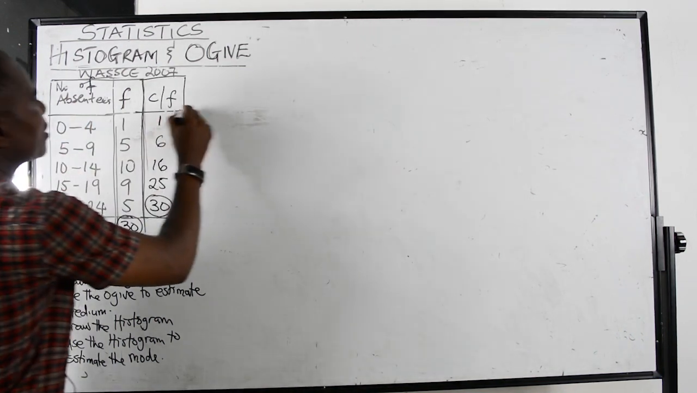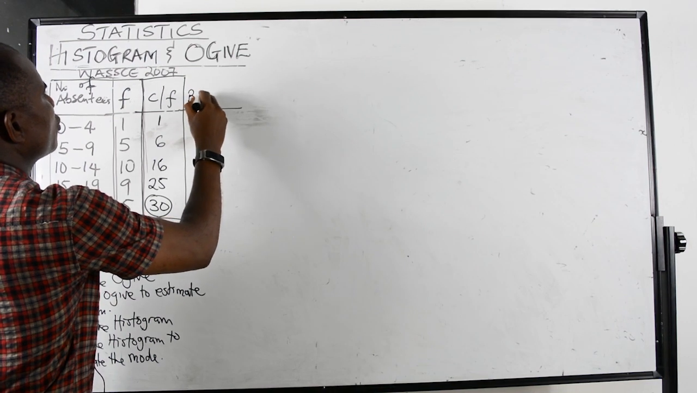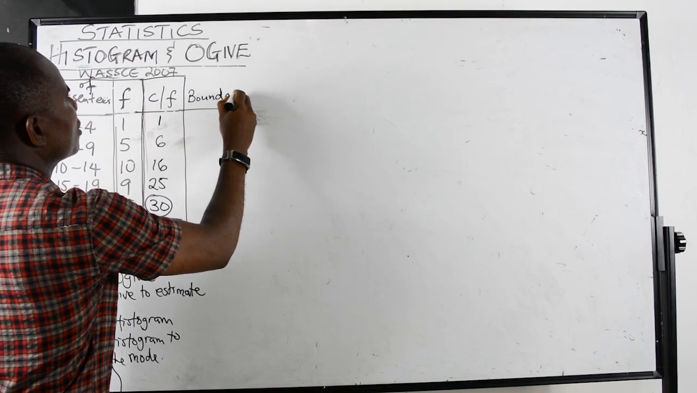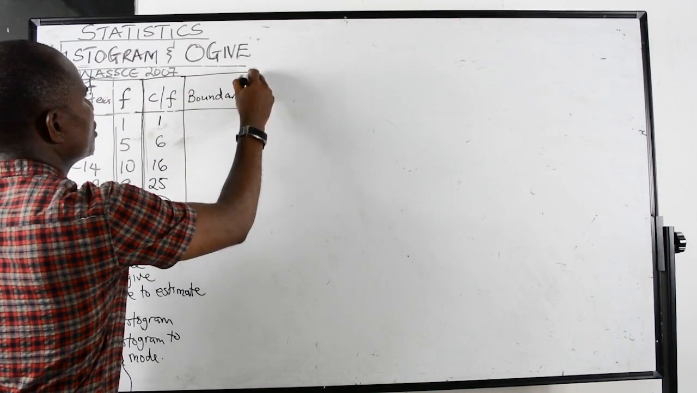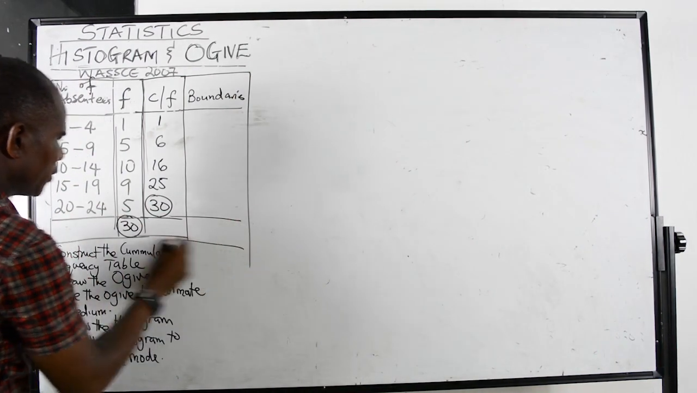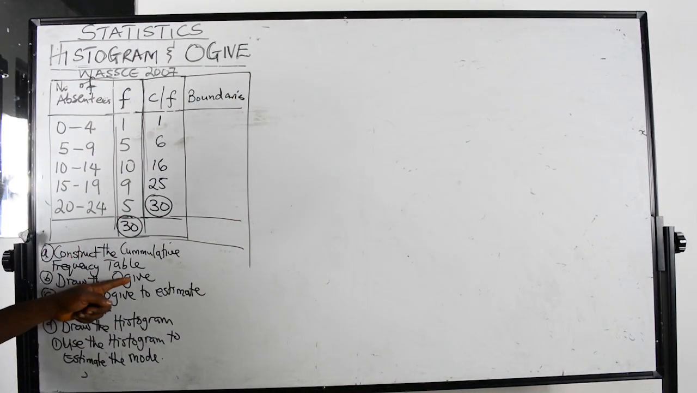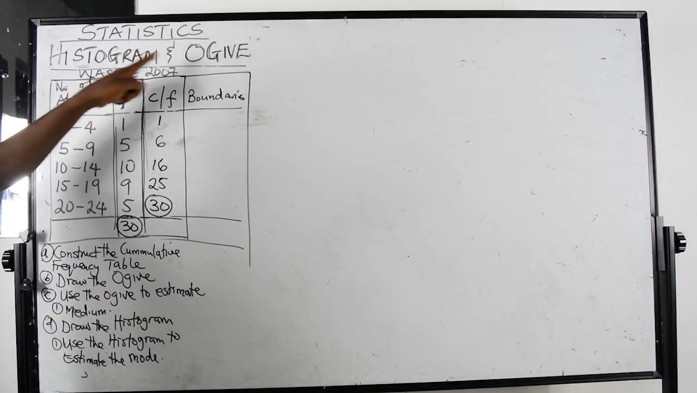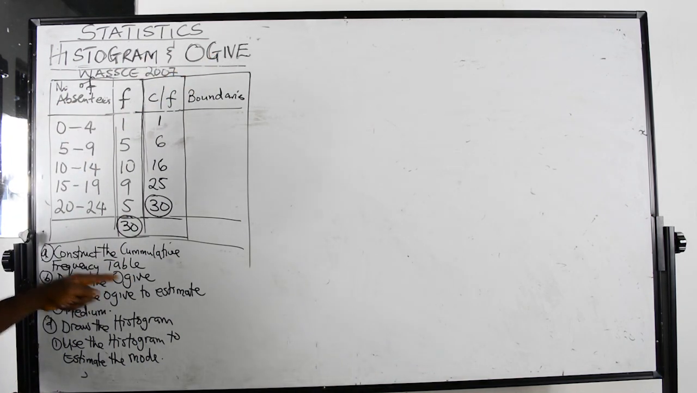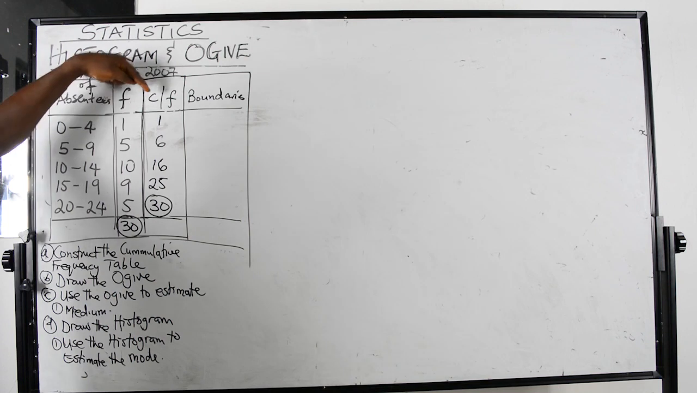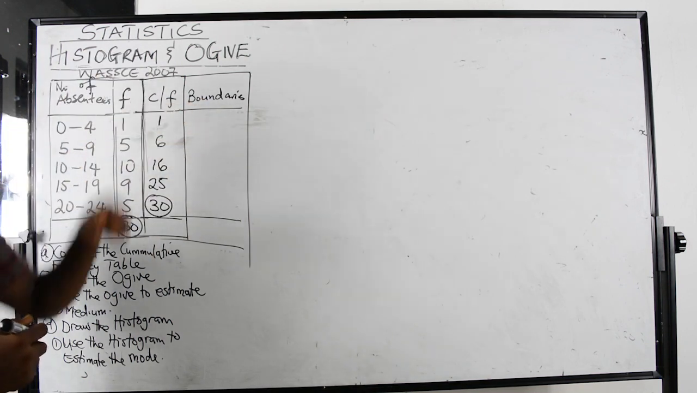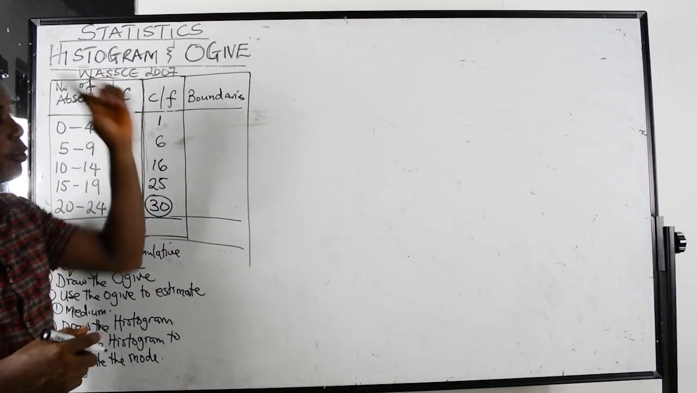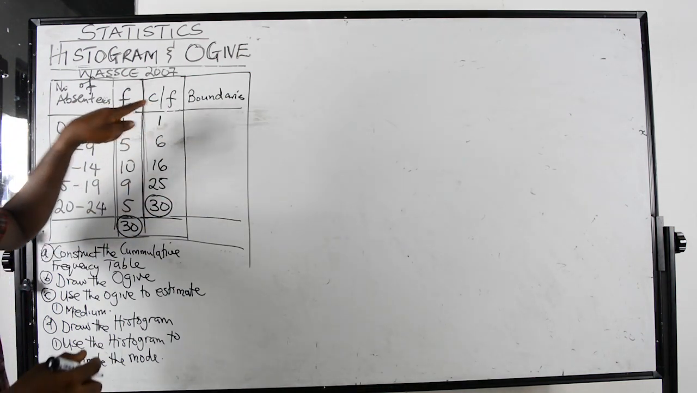Now the next step is to find the class boundaries. If we are constructing the cumulative frequency curve, the other name for it is the ogive. The ogive is actually called the cumulative frequency curve. So I've got the cumulative frequency table, and I need to draw the cumulative frequency curve. In drawing it, I need the boundaries.